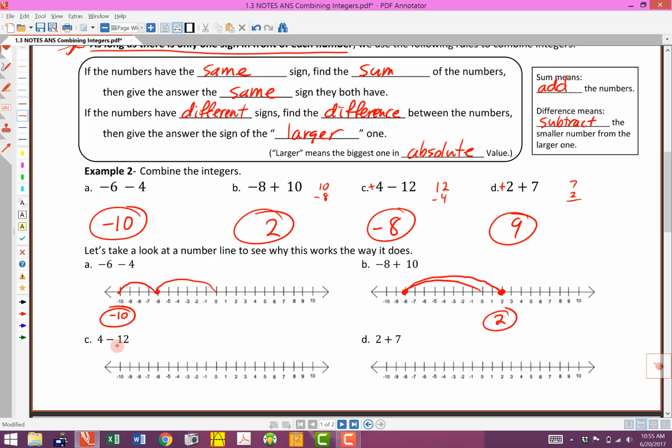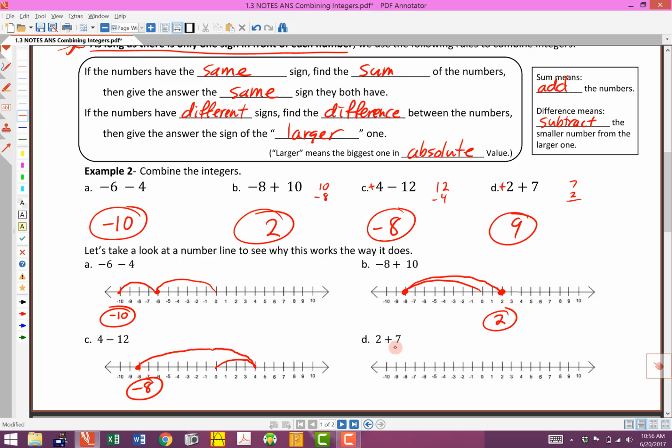Let's do the 4 and the 12. So the 4 is positive, so that means we're going to jump over here to +4 because that's representing a positive direction. Then we're going to subtract 12, so that means we're going to go back 12 units. So going back 4 is going to get us back to 0, and then we've got still another 8 to go right here. So if you were to count up how far it is from this 4 to the -8, it's 12 units, but we went in the negative direction. So the answer to that one is -8.